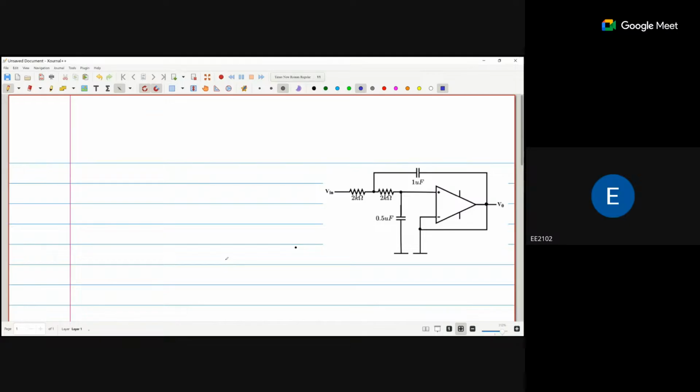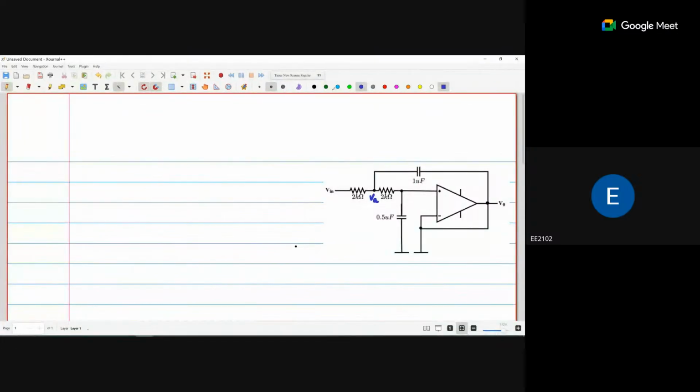So we are considering this as my VA, and this is VB. Now can you apply the equation for VA and VB? And that VB voltage is also this one. We can say this voltage is 0, because it is directly connected to the ground. So I just say that this is VB equal to 0.